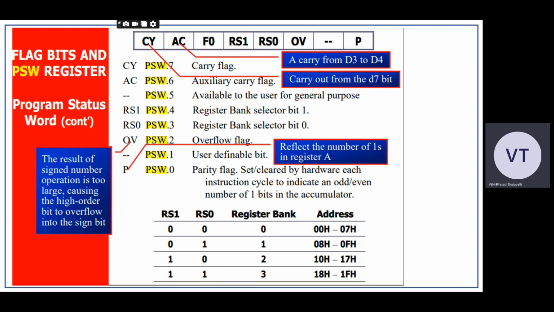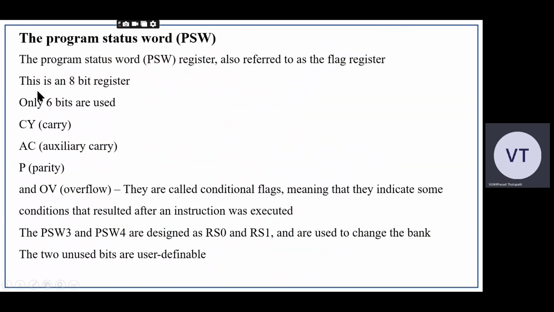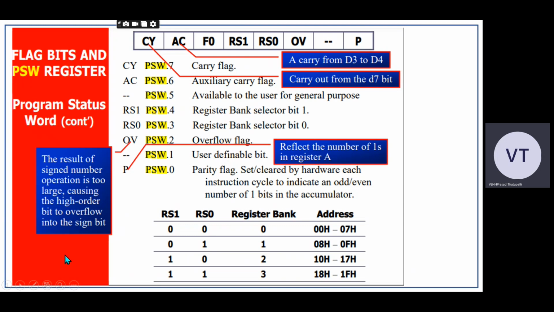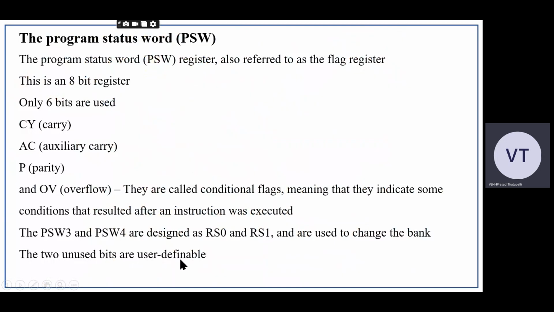So at present, the PSW register is an 8-bit register. Among these 8 bits, we use 6 bits: carry bit, auxiliary carry bit, parity bit, overflow flag bit, and register select 0 and register select 1, which are 6 bits among 8. The two unused bits are user defined bits.